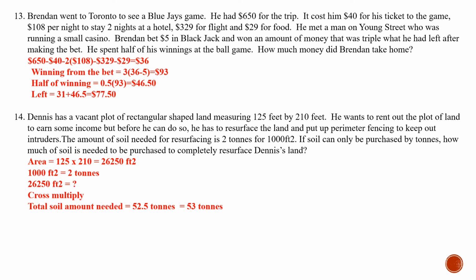So every 1,000 square feet, you need 2 tons. So 26250 square feet, how many tons? You cross multiply and you find. You will get 52.5. A lot of you left your answers at that. But salt can only be purchased by the ton, meaning you need to round it off to a whole number. All right, everybody okay? So this is about it for quiz 1.